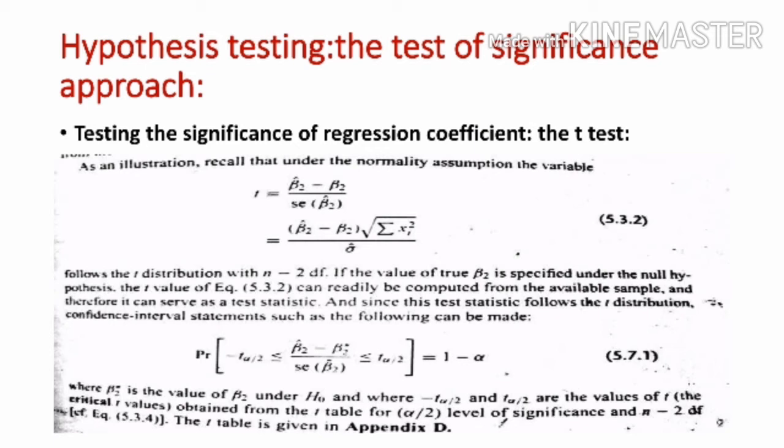If the value of the true beta 2 is specified under the null hypothesis, the t-value of the equation can readily be computed from the available sample. Therefore, it can serve as a test statistic, hence the t-test. You see the equation.